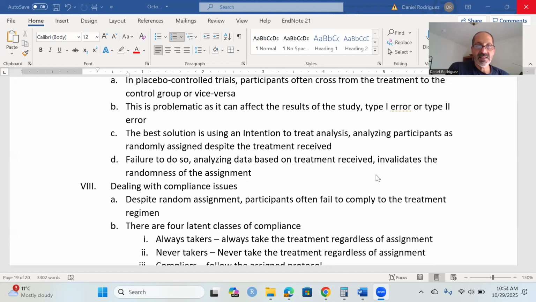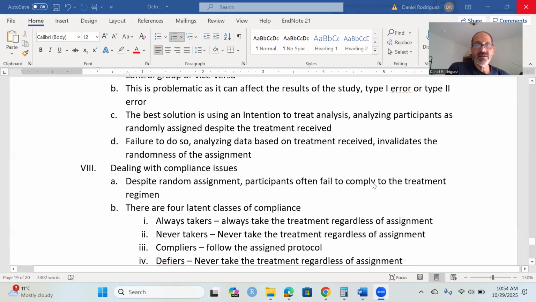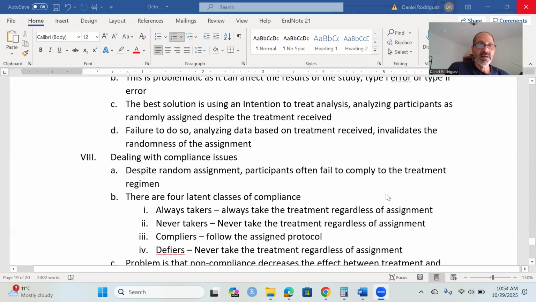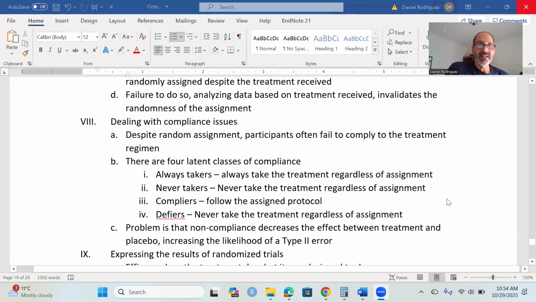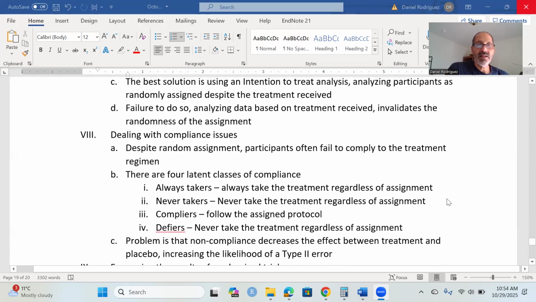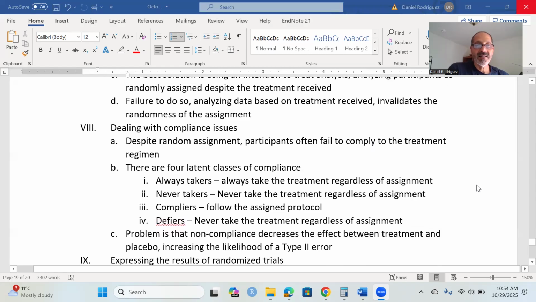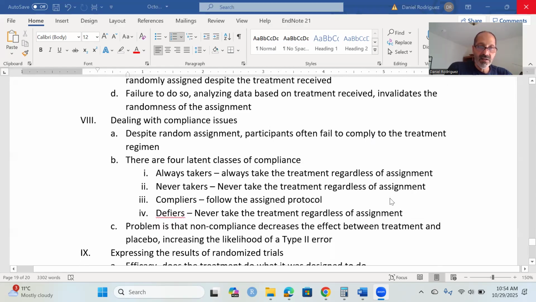So that's a must. You don't want to do treatment as received. You don't want to analyze it that way. We also have issues of compliance. People don't always comply with the treatment they were assigned. In the Gordis text, four different types of non-compliance were discussed.